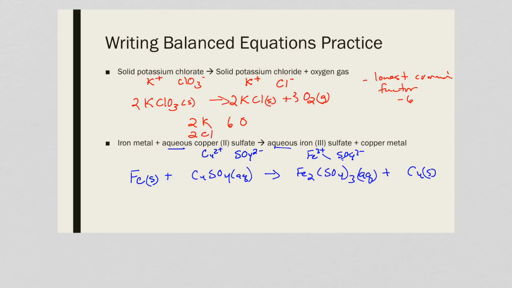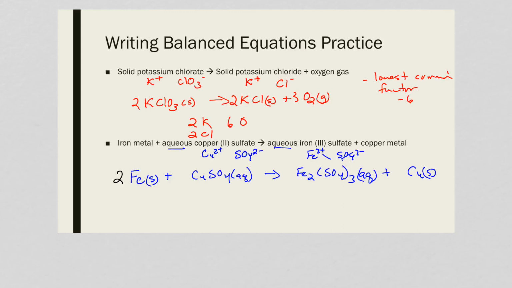So again, I start with the iron. I got 1 iron here. We got 2 iron here. So I'm going to have to put a 2 here to balance my iron. Well, let's try the copper now. I got 1 copper here, 1 copper here. All good. Now, a little trick.